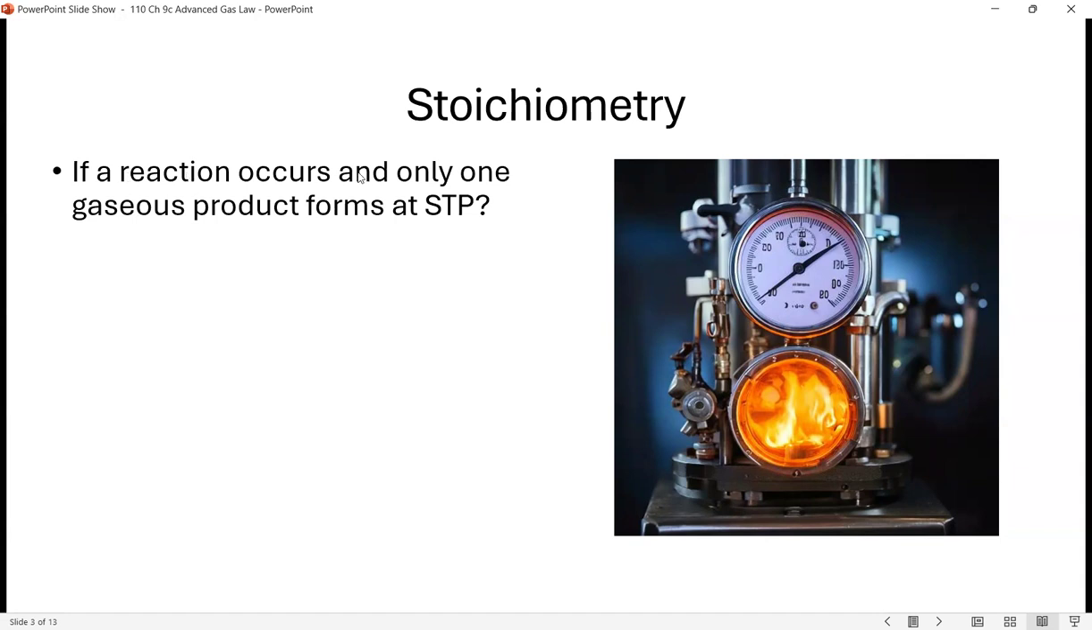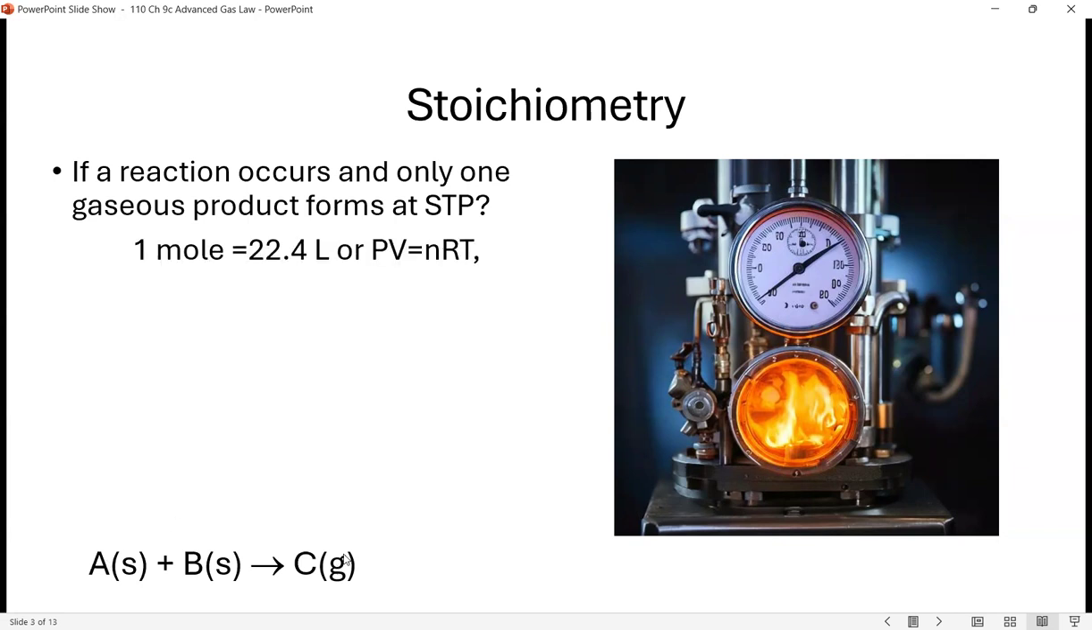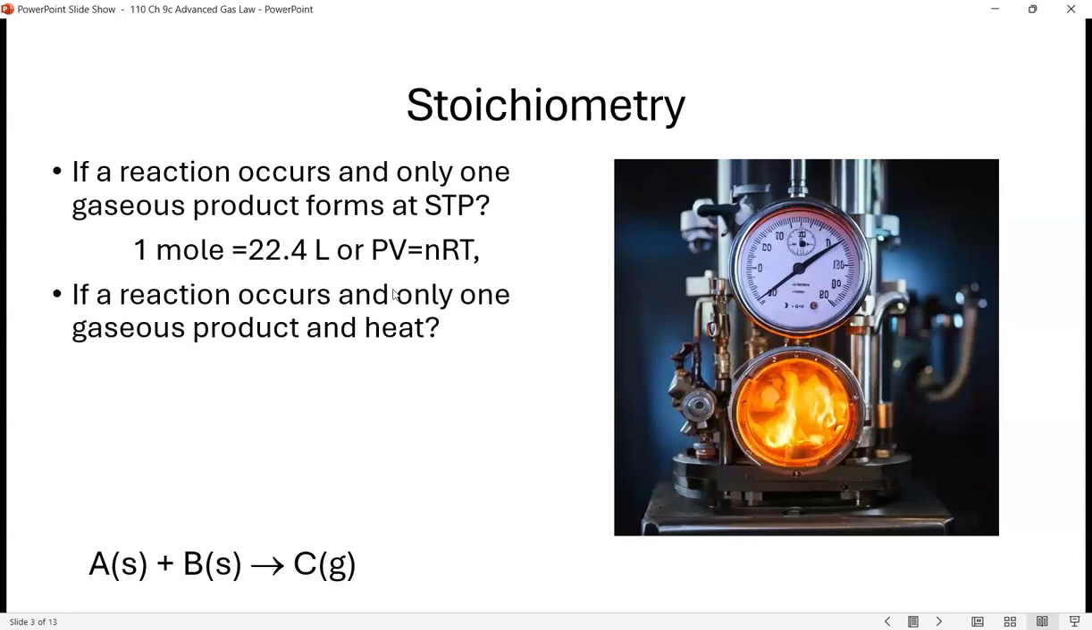All right. So if we have a reaction and we only have one gaseous product, then at STP, we can just do our basic stoichiometry and find out how many moles of C, and then use the simple 1 mole equals 22.4 liters and do a ratio or dimensional analysis and solve for that volume. Equally, we can just take that moles and plug it in, given those values at STP, 1 atmosphere and 0 degrees Celsius, and solve for that volume too. So not that much more difficult.